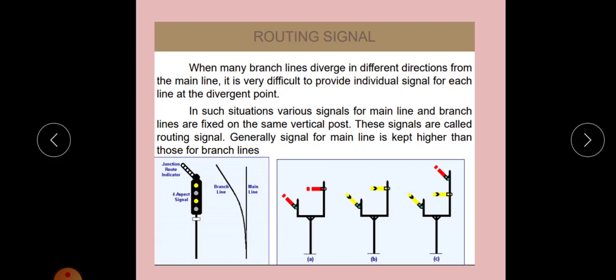Generally, the signal for main line is kept higher than those of branch line. That is, the signals for main line, branch line, etc. are all provided on the single post. In this single post, the signal for the main line is kept higher than that of the branch line. So that is known as routing signal. This is the figure showing routing signal. So this routing signal actually indicates the diversion of trains from the main line.